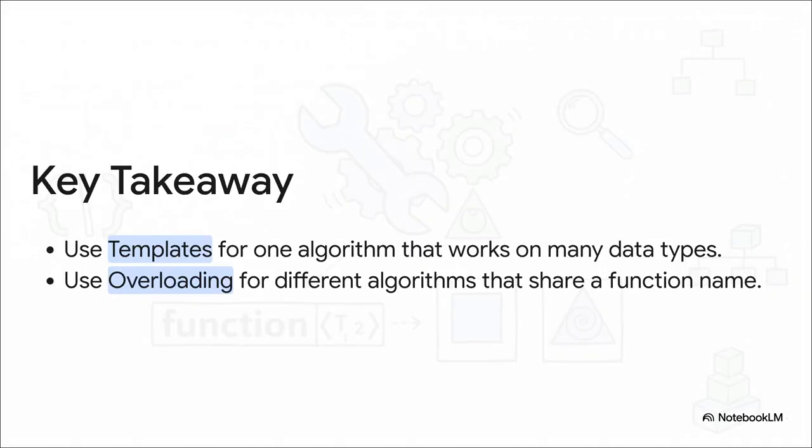So the key takeaway is actually super simple. Use templates when you have one algorithm that works for a bunch of different data types, and use overloading when you have different algorithms that just happen to share the same function name. That's it. It's the difference between having identical logic versus just a similar purpose.